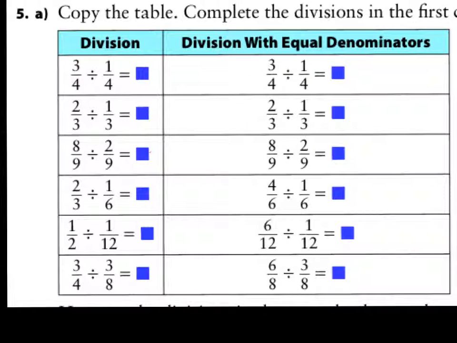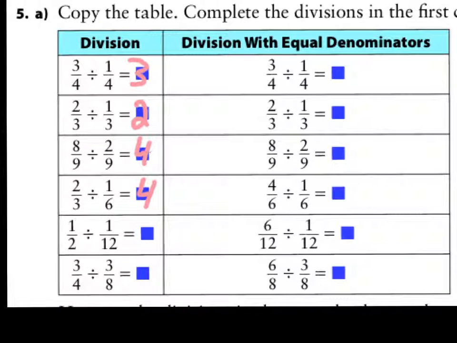Alright, so question number 5, you basically had to use those models that I gave you earlier and fill in the chart. And if you've done that, you would have realized, well, let's go through these. How many quarters are in 3/4? You would have come up with 3. And how many thirds are in 2/3? You would have come up with 2. How many 2/9 are in 8/9? You would have come up with 4. How many 6ths are in 2/3? You would have come up with 4.